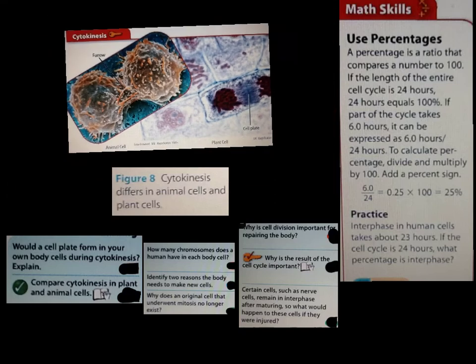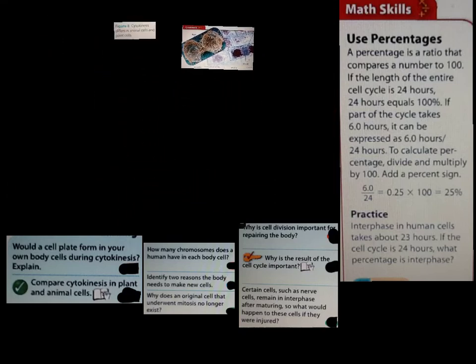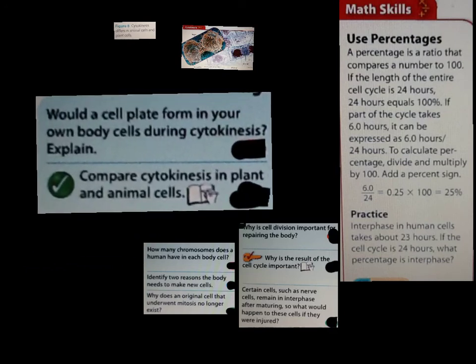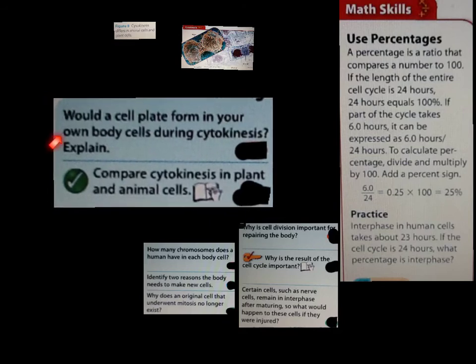Okay, so now, make this smaller since we just talked about it. And you need to pick one of these two, please, to answer. Pick one, write it in your science journal, and answer it. Would a cell plate form in your own body cell during cytokinesis? And it asks you to explain. Please do that one or this one here. Compare cytokinesis in plant and animal cells. So you're picking one of those two questions to answer.